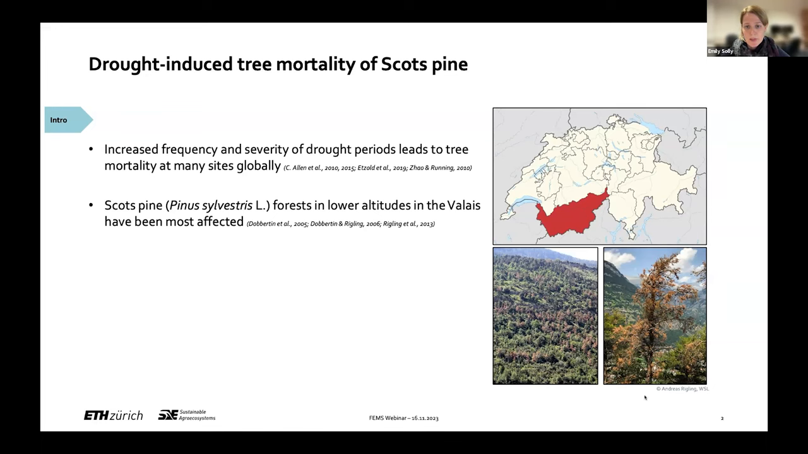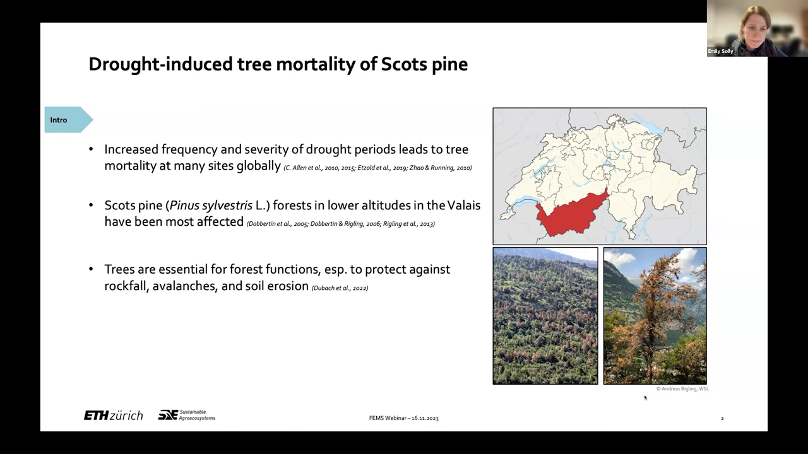Predictions of climate change are actually indicating that the temperatures will continue to increase without some mitigation efforts by 4 to 7 degrees. Possibly also during summer, the precipitation rates will be reduced by 40%. And this is, of course, very problematic for forest functioning, because trees also sustain ecosystem services. For instance, especially in mountainous areas, they protect against rockfall, avalanches, and soil erosion.